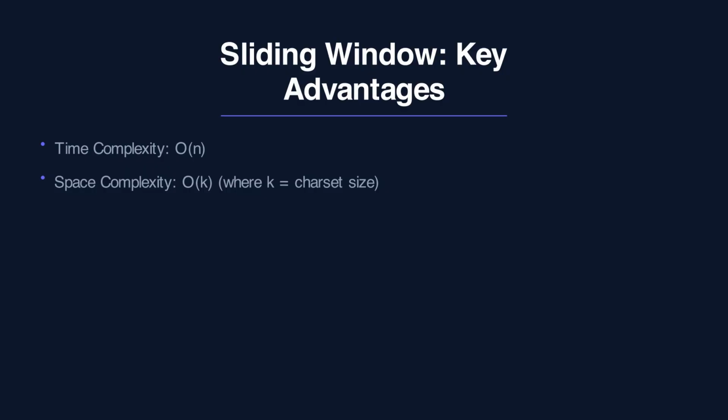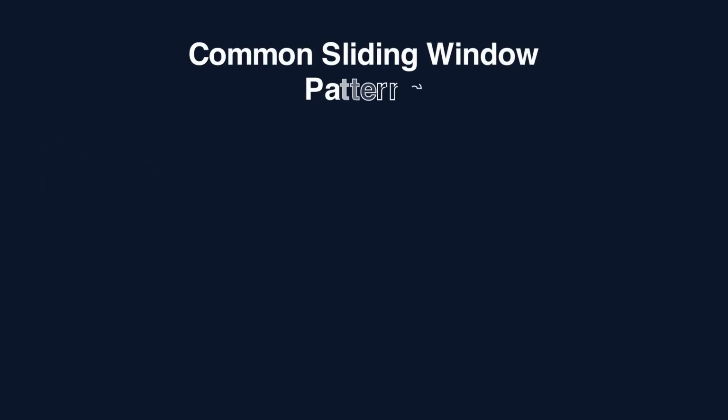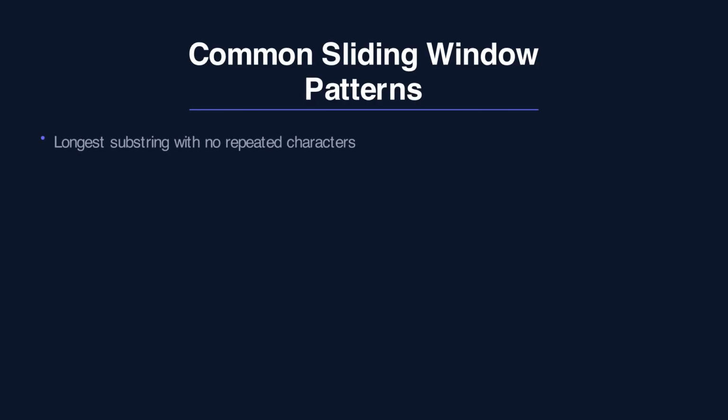The sliding window pattern is broadly applicable, from finding the longest substring with no repeated characters to problems like the maximum sum subarray of size k, or the minimum window substring. All these problems leverage the core principle: expand the right pointer and shrink the left pointer when a constraint is violated, ensuring optimal solutions.